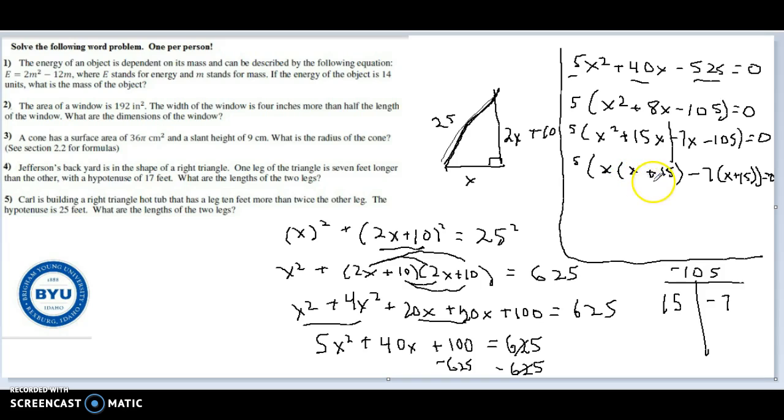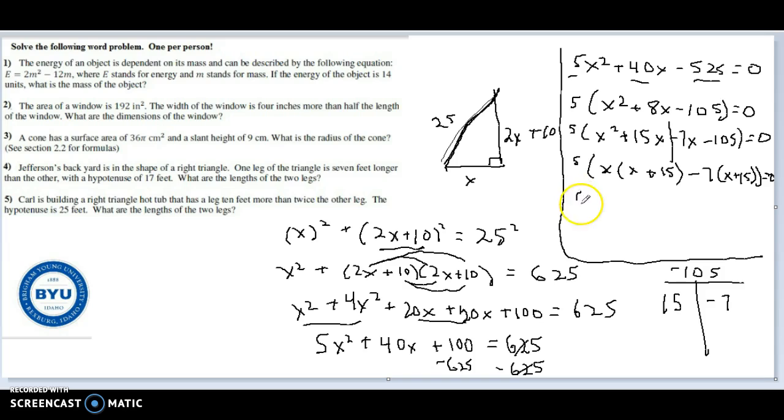And again, I mentioned this in my earlier videos, but it's a good idea to double check by multiplying, by distributing. Does x times x equal x squared? Does x times 15 equal 15x? Does negative 7 times x equal negative 7x? Does negative 7 times 15 equal negative 105? If the answer is yes, then we've done it correctly so far, and it is.